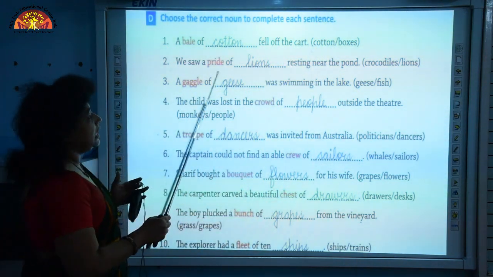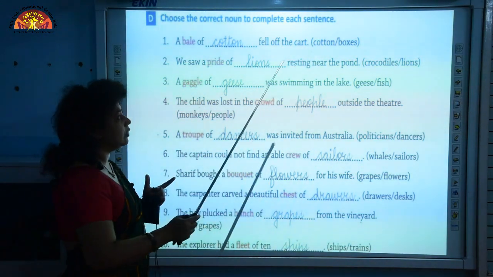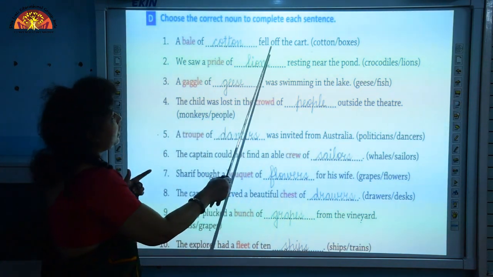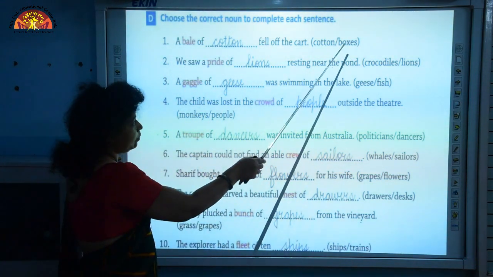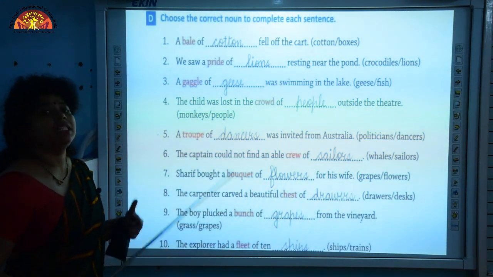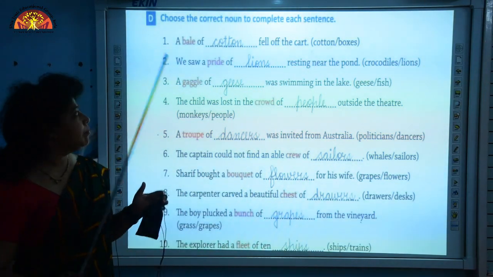So a bale is actually a collective noun used for cotton. So what do you say? A bale of cotton fell off the cart. If it were boxes, then it would be a stack of boxes, a set of boxes. These are the collective nouns for boxes.